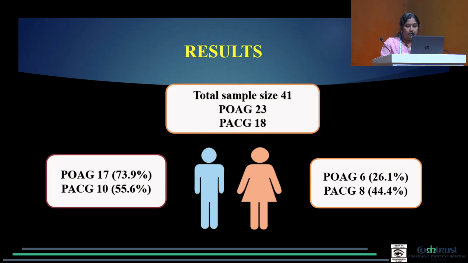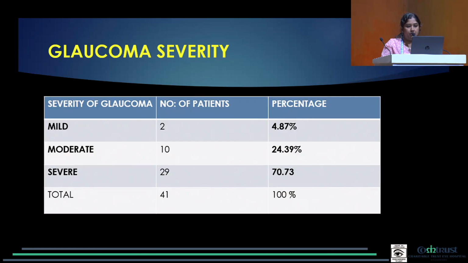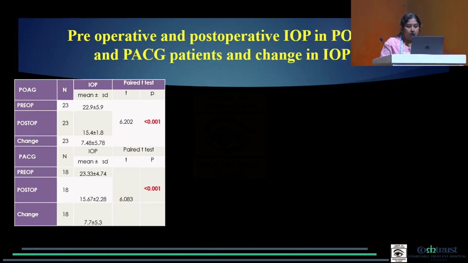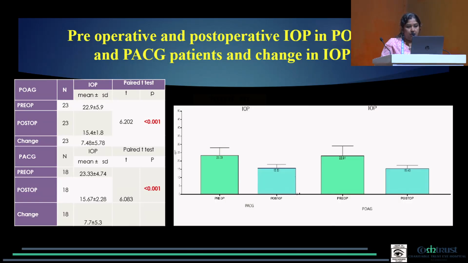Coming to the results of the study, the total sample size was 41, with 23 primary open angle glaucoma patients and 18 primary angle closure glaucoma patients. So around 70% had severe glaucoma. In the primary open angle glaucoma group, the intraocular pressure decreased from 22 to 15, and in the angle closure glaucoma group, it reduced from 23 to 15. The mean change was 7, and this was statistically significant.